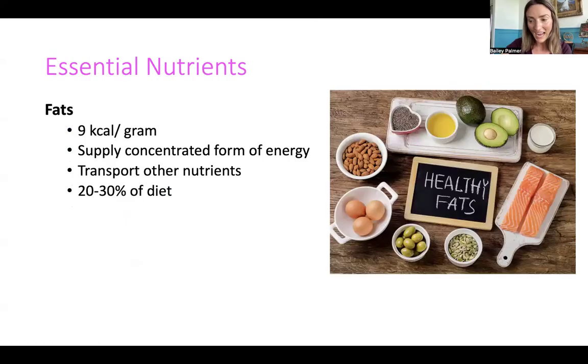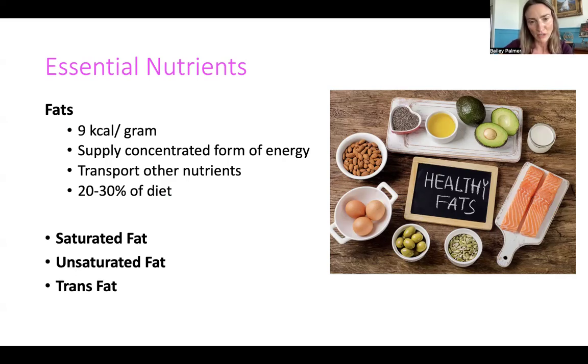Okay, on to fats. We see that fats have a higher caloric value, so 9 calories per gram. There are a lot of different types of fat: saturated, unsaturated, trans fat. Another term you'll hear with fat is lipids. Lipids is the largest umbrella, and then we have fats, and then all the different types of fats. Fats have a lot of roles, such as providing satiety when we eat, making us feel full and satisfied. They transport other nutrients. They help as an insulator for the body. And they do complete a good chunk of our diet, 20 to 30%.